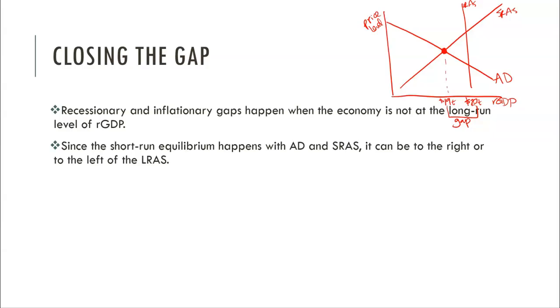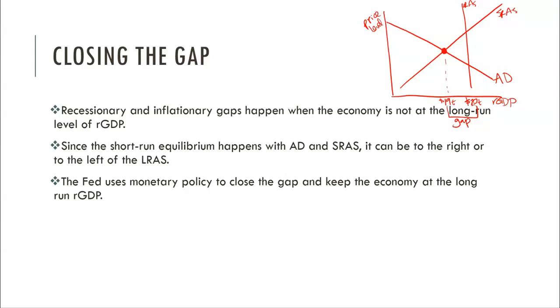Okay, so the short run equilibrium happens where aggregate demand, AD, and short run aggregate supply intersect. It doesn't have to be at that long run equilibrium, as we talked about before. So a recession is any time we're producing less than that long run equilibrium. An inflationary gap is going to happen anytime we're producing more than that long run equilibrium. And so the Fed is going to use monetary policy to try to close this gap. The goal is that they want the economy to be at this long run equilibrium where all three of these curves are intersecting. Okay, so they're going to try to close that gap.